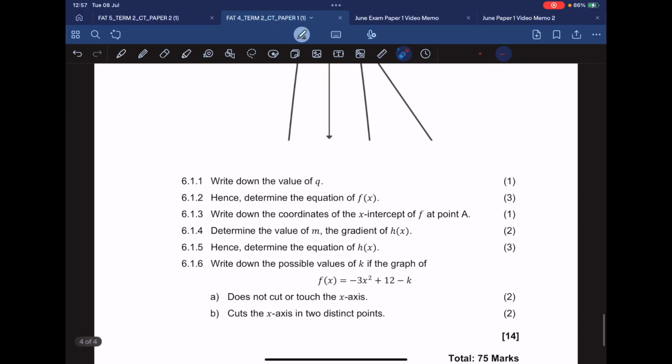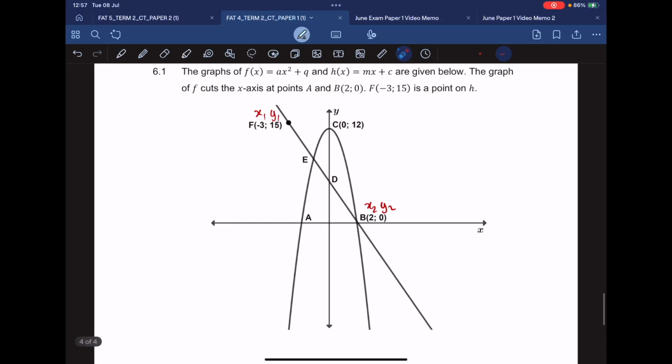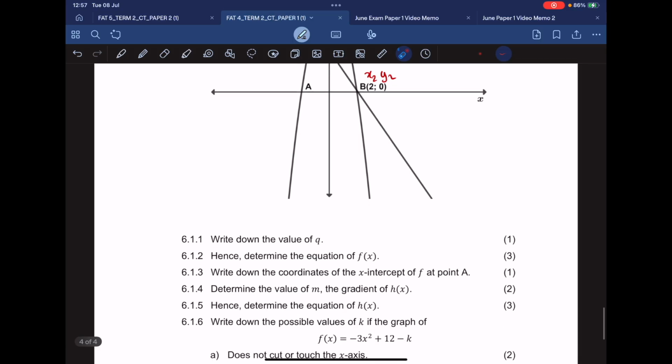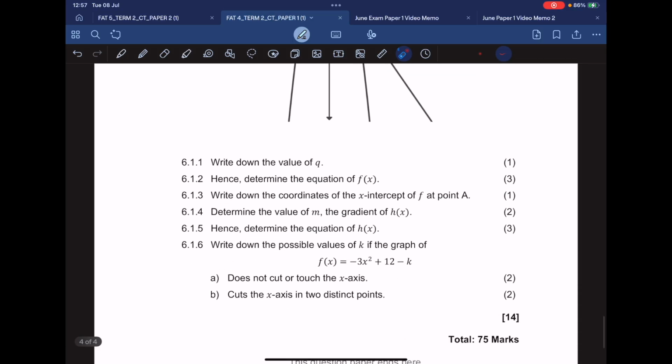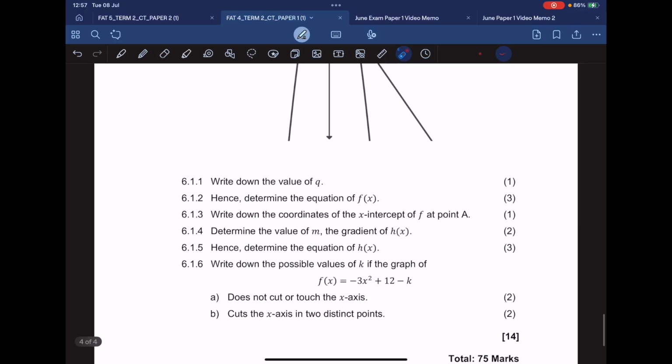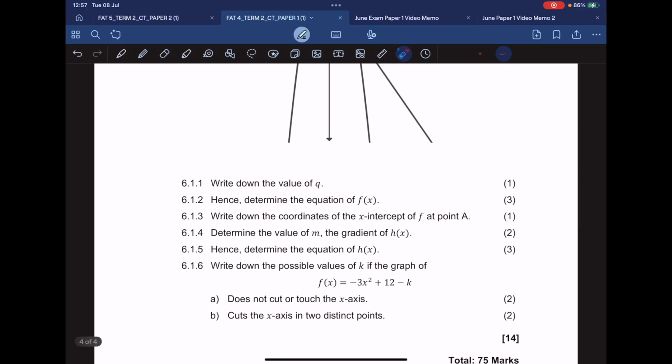Okay, so we're not really asking here for which values of x does the parabola lie above the straight line, or vice versa. It's more of a higher level question basically. So let's see, what are they asking us? Write down the possible values of k if the graph of f of x equals negative 3x squared plus 12 minus k does not cut or touch the x-axis. Okay, so now let's just quickly break this down.